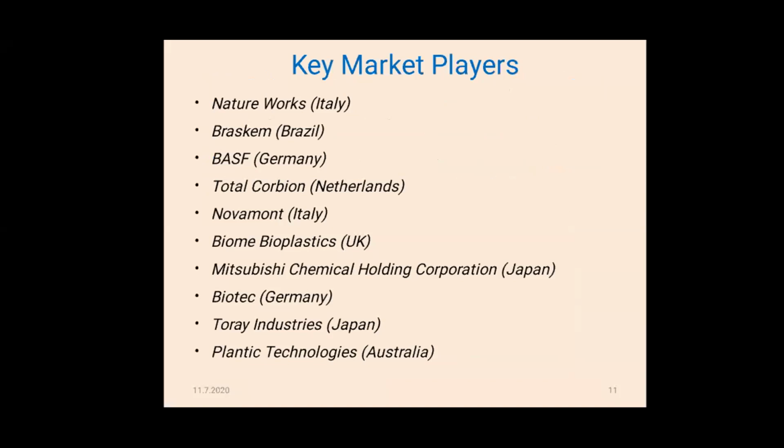As the demand for biopolymers is increasing, the market key players are also increasing. The major players of biodegradable polymers are NatureWorks from Italy, Braskem from Brazil, BASF from Germany, Total Corbion from Netherlands, Novamont from Italy, Biome Bioplastics from UK, Mitsubishi Chemical Holdings Corporation from Japan, Biotec from Germany, Toray Industries from Japan, and Plantic Technologies from Australia.